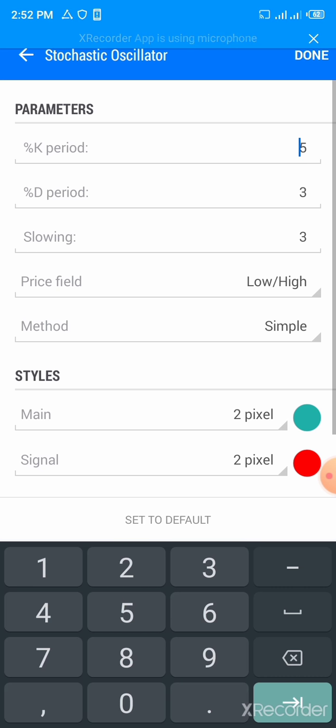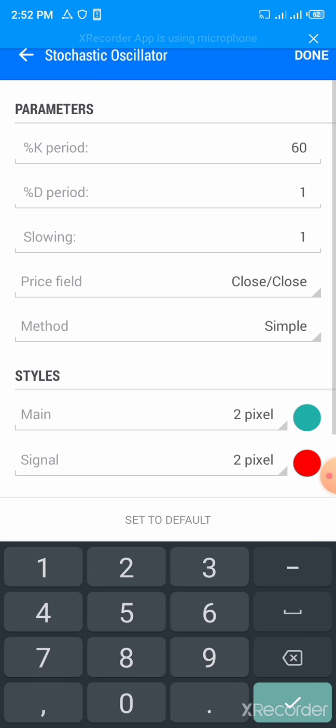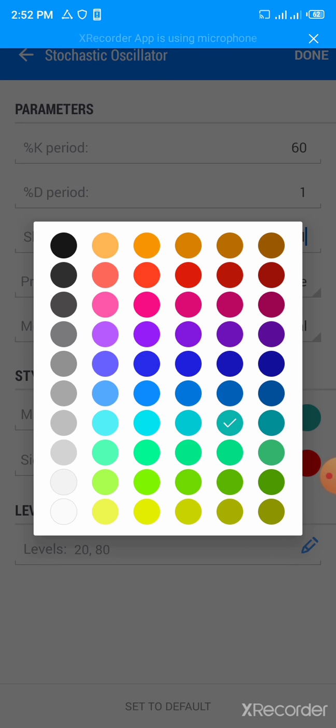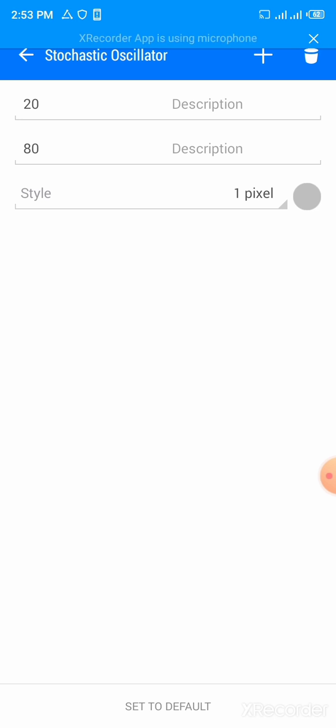You edit it. The first one is 60. The second one is 1. Slowing is 1. Low high, change it to close close. The method is exponential. So you can use 2 pixel or 3 pixel depending on the brightness of your screen. Then the color is green. You can use any color of your choice, but for this video I would like you to use that color so you won't get confused.